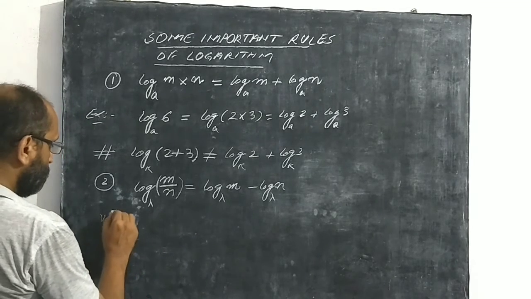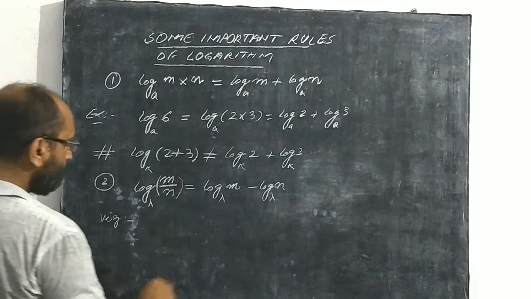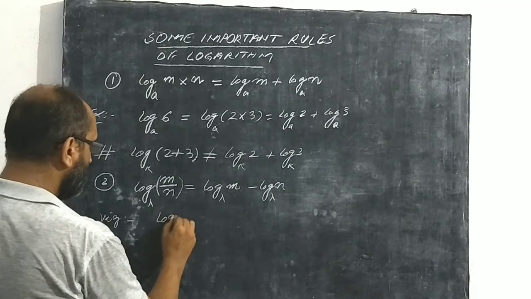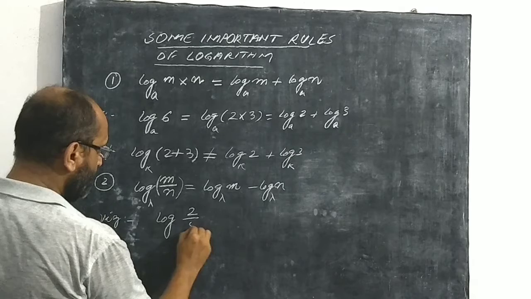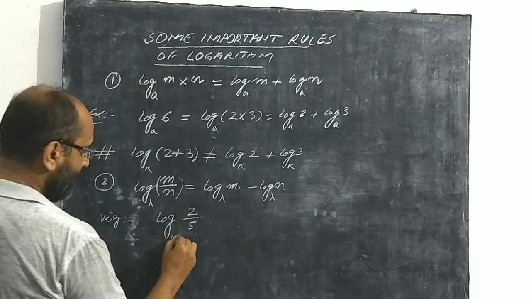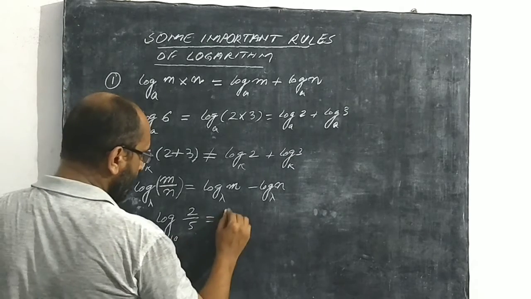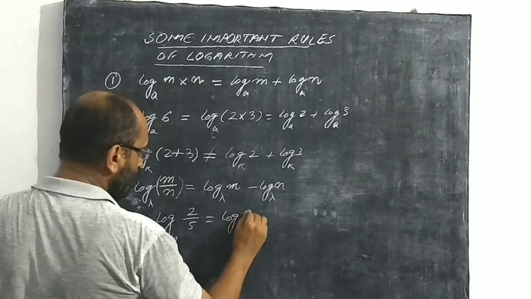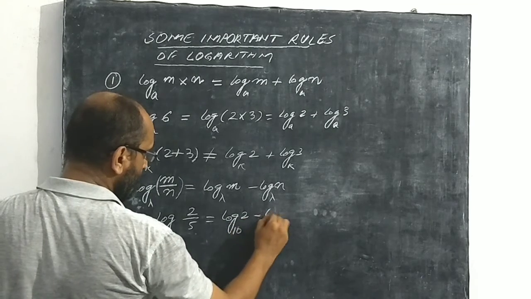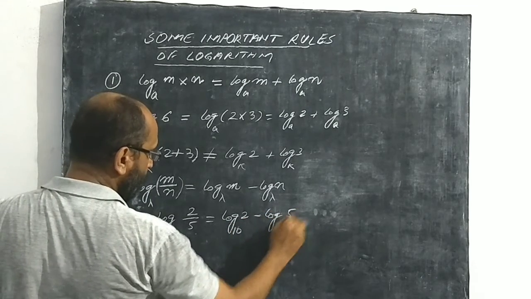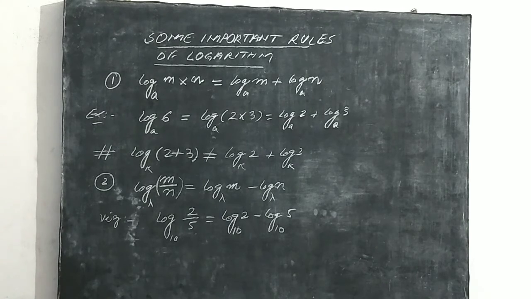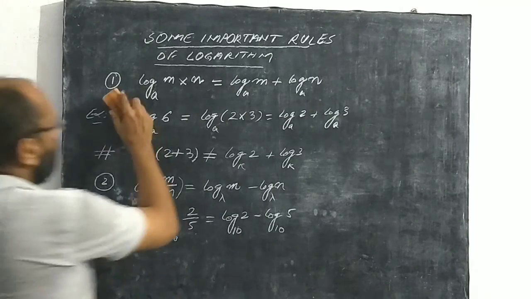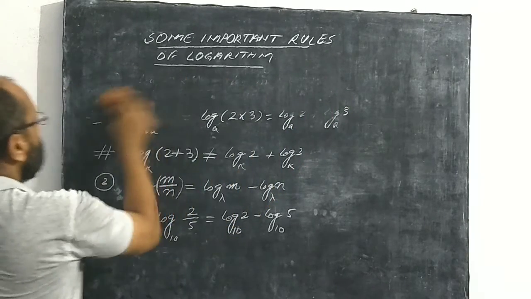So for example, log 2 upon 5 base 10 may be written as log 2 base 10 minus log 5 base 10. This is the second law. Now we come to the third law.